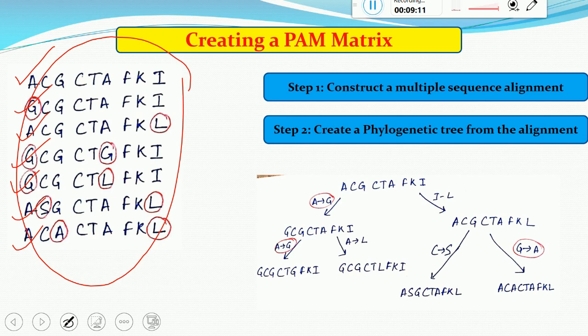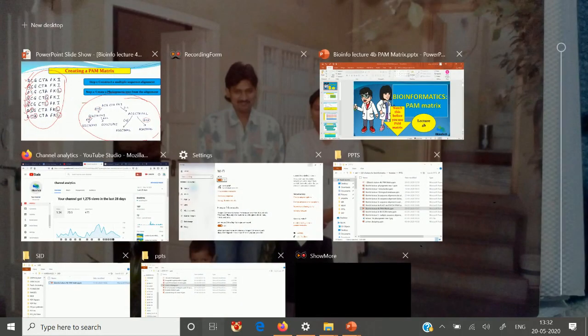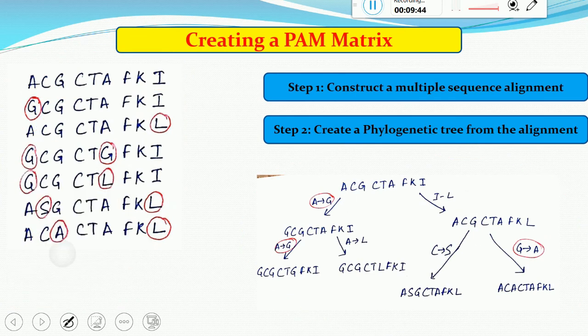The second step is creating a phylogenetic tree from the alignment. Here we have created a phylogenetic tree. This tree is very simple because only a single mutation happens at a time. Consider this the parent, the starting sequence. On every step a single mutation happens for a new sequence. From A to G there is only one mutation. From this second sequence, only one mutation is happening.